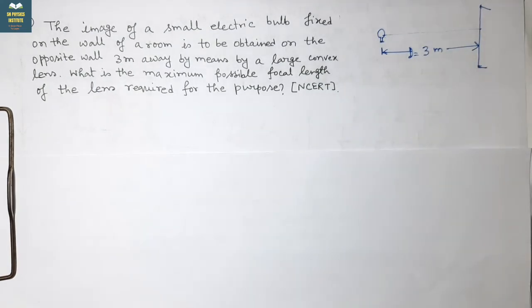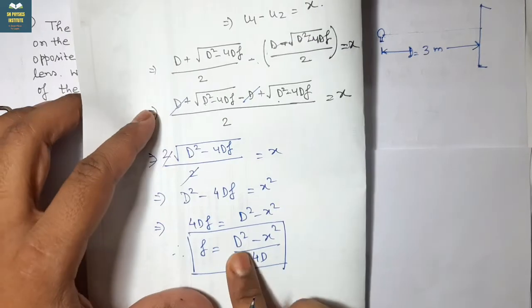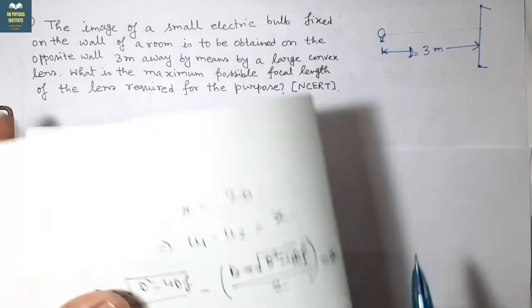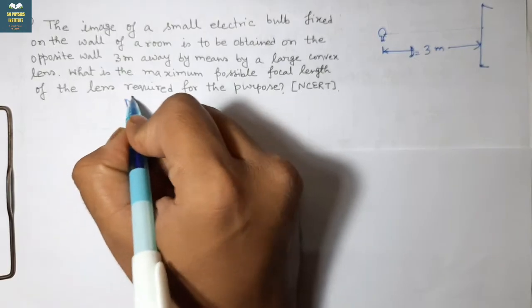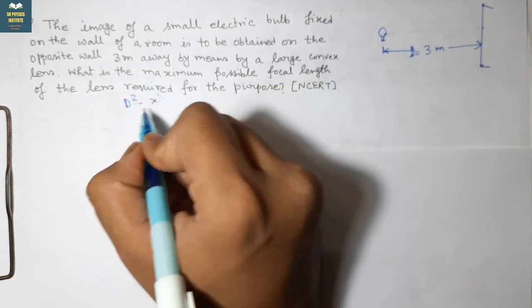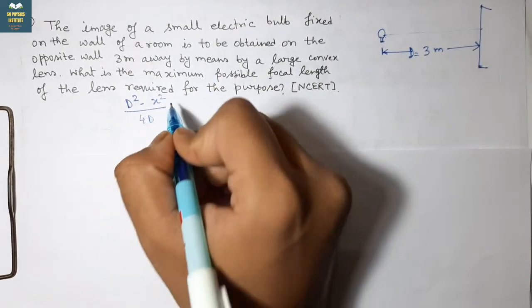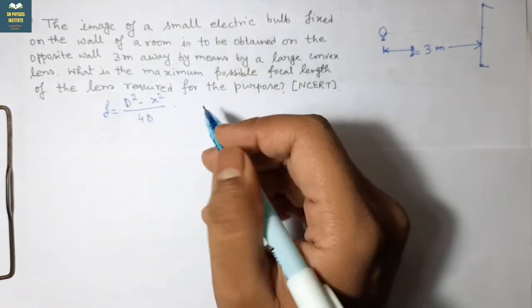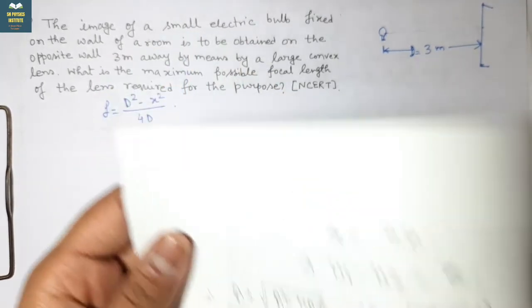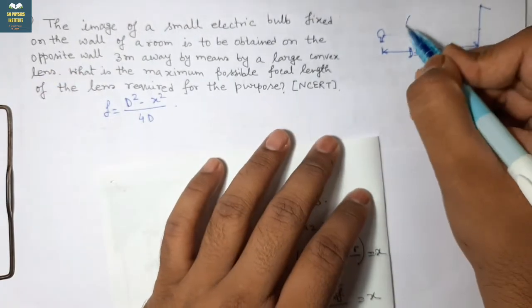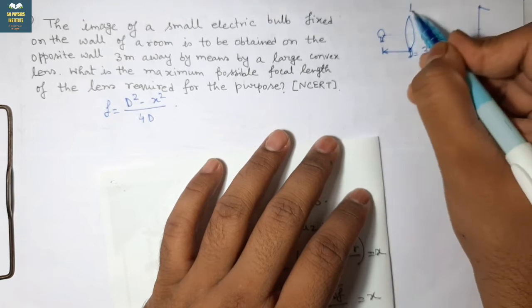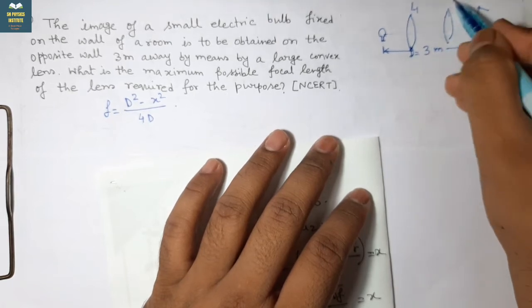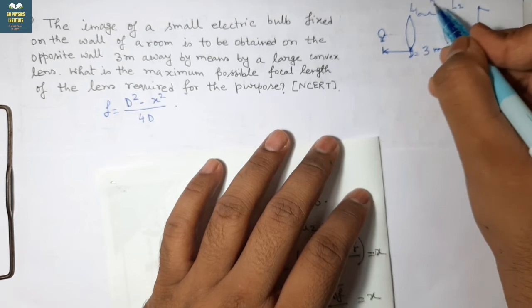Just recently we found out, d square minus x square by 4d. So I am writing here d square minus x square by 4d. Now this is the focal length formula. Where x is the distance between the two positions of the lens. Suppose for example this is the first position, this is the second position, so the distance between these two positions of the lens is x.